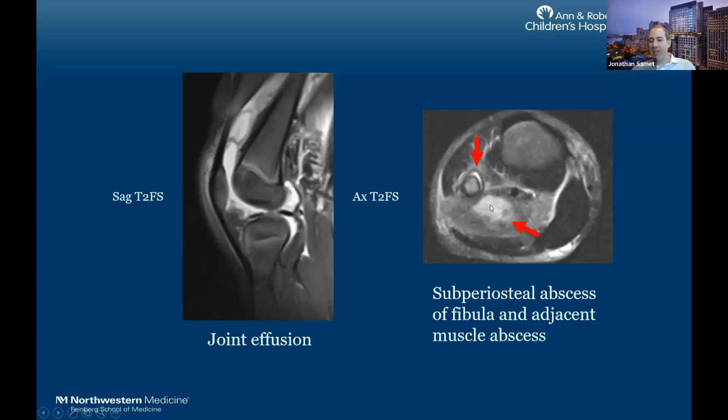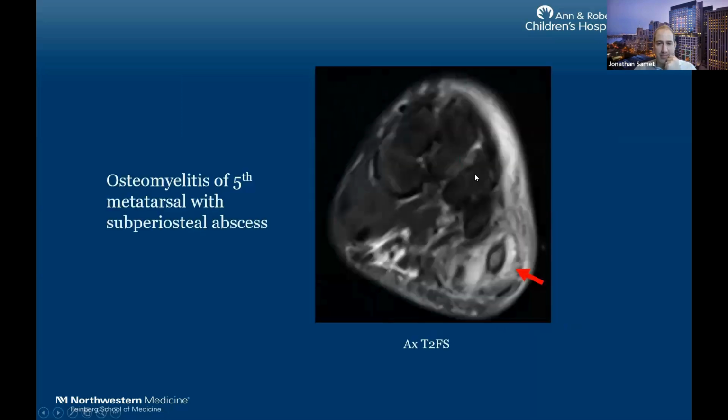If someone says, I'm worried I'm going to miss subperiosteal abscess, but actually I like the T2 better than the post-contrast because on T2, it's white, right? On the post-contrast, it's dark.